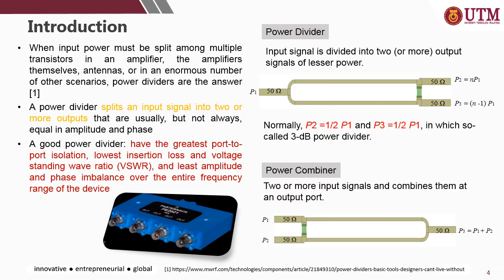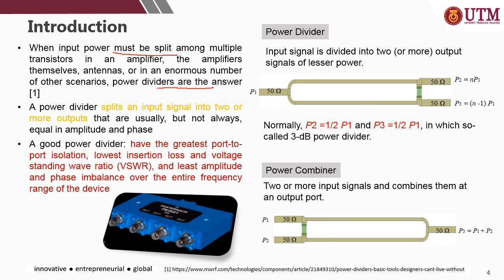Okay, so as its name suggests, the power divider will divide power. When the power must be split among multiple transistors in an amplifier, the antennas, or any other scenarios, the power divider is the solution, or the suitable device to be used.